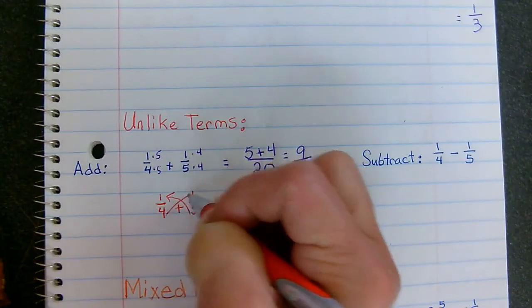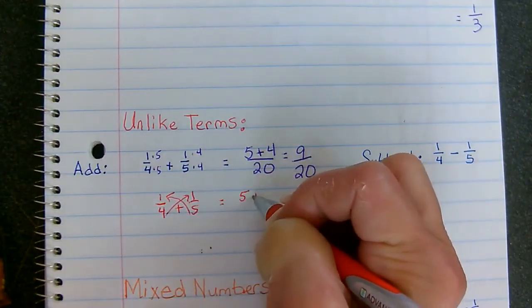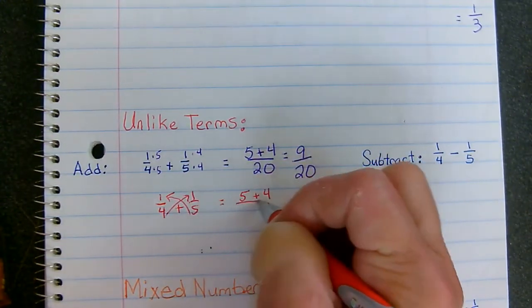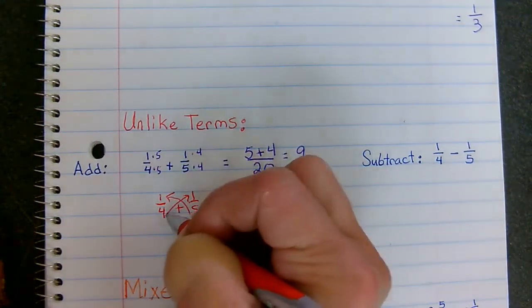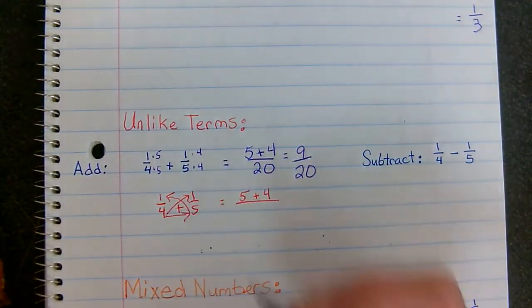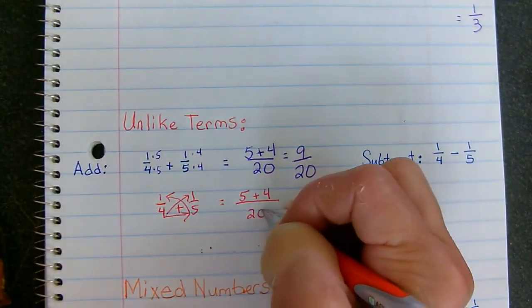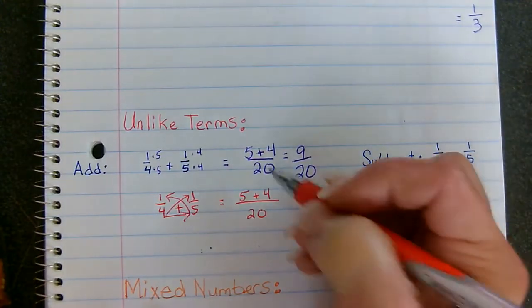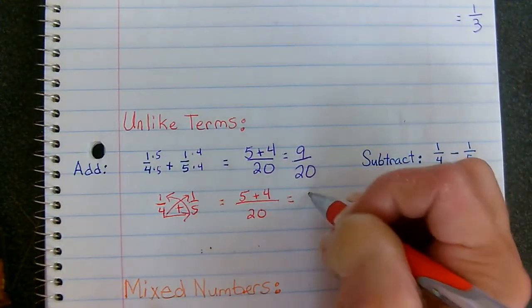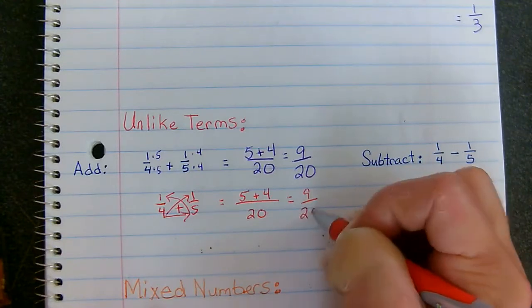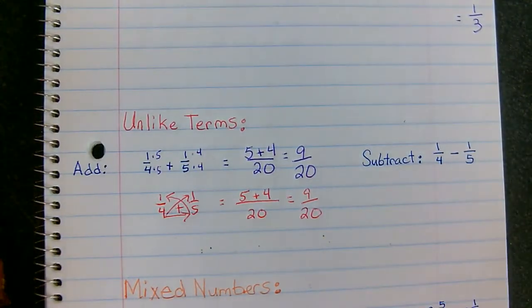I'm going to go this way. 4 times 1, bring my plus over, is 4. And there you go. And then I'm going to go across. 4 times 5 is 20. Oh my gosh, look, I got the same problem now as above. And then 5 plus 4 is 9, and you bring over the 20. And it doesn't simplify. Alright, so we got to do this again.